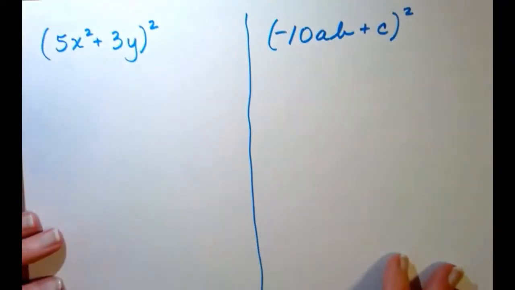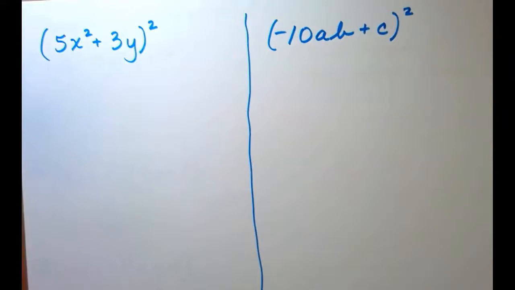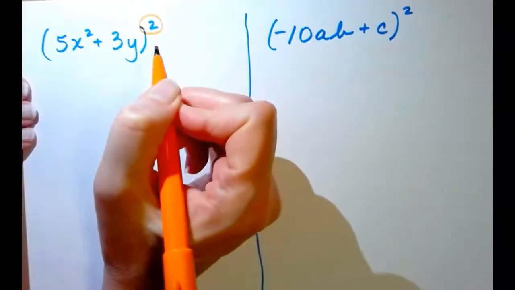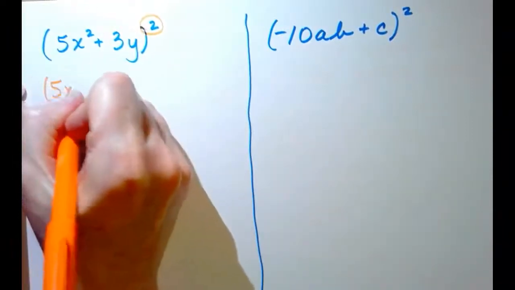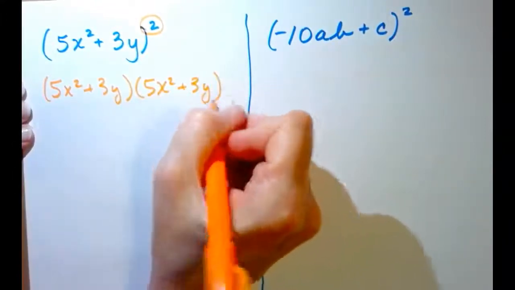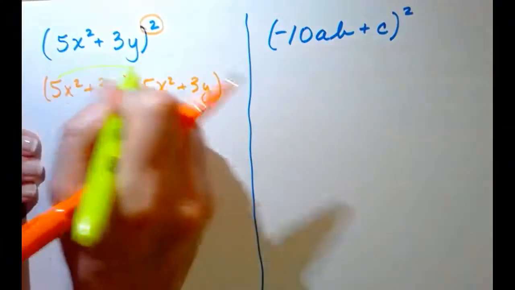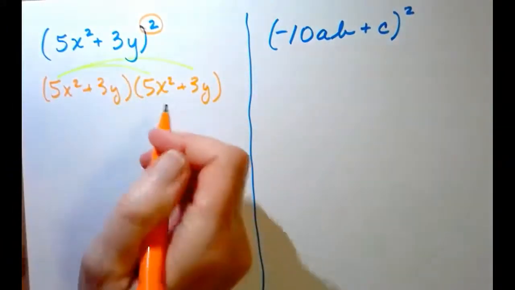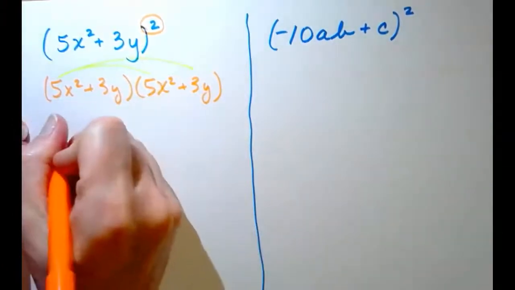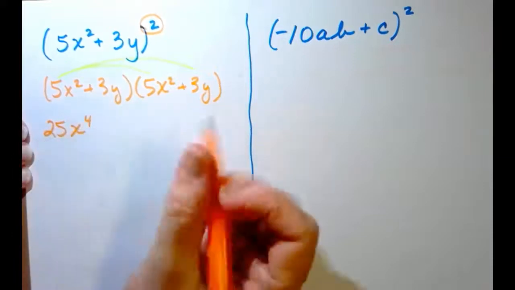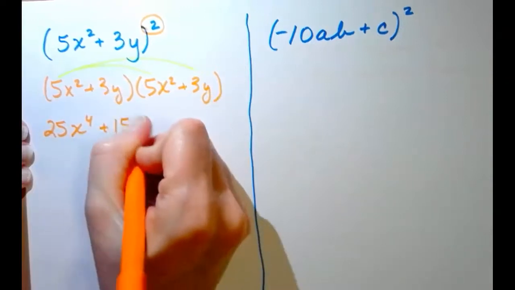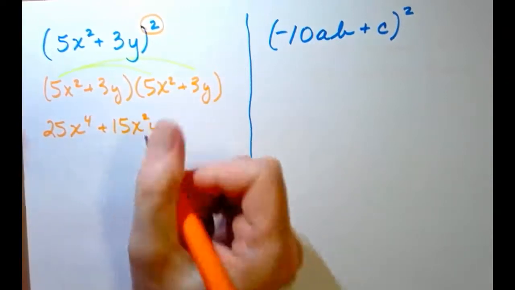Let's do them again one more time. These are a little more challenging because they have some different variables and exponents. But once again, the binomial is being squared. So 5x squared plus 3y times 5x squared plus 3y. Distribute the 5x squared to both terms in the second binomial. 5x squared times 5x squared is 25x to the fourth. 5x squared times 3y is plus 15x squared y.